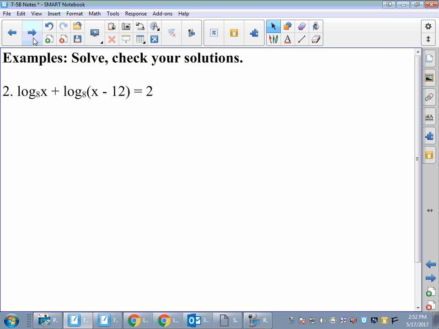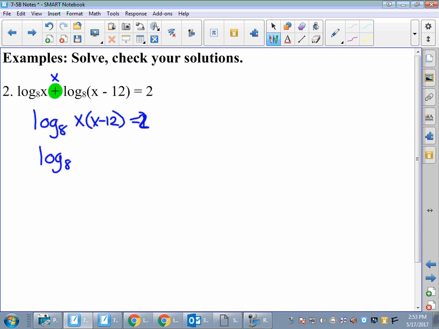Okay, the second example here, I've got to condense these two log base 8s. They're being added, so I can actually change that to multiplication. So addition is the same thing as multiplication. So when I change it to multiplication, I'll only have one log base 8. So it's going to be log base 8 of x times x minus 12. And that's equal to 2. I can see that I only have one log on the left side, no logs on the other. So I will eventually have to write this as an exponential. But I'm going to clean it up first.